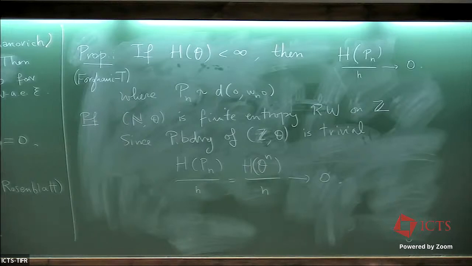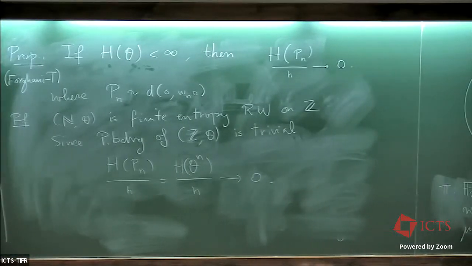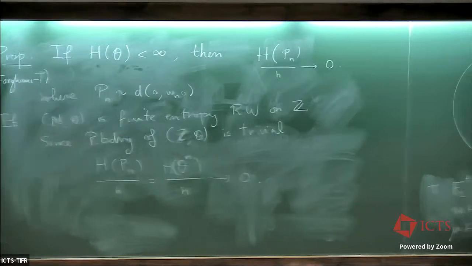Correct. Yeah, that's right. The entropy goes down. The entropy goes down. Yeah, exactly. The entropy could be infinite on a semigroup. When you project, it could be finite. That is good. Or it could still be infinite, and that is not good.